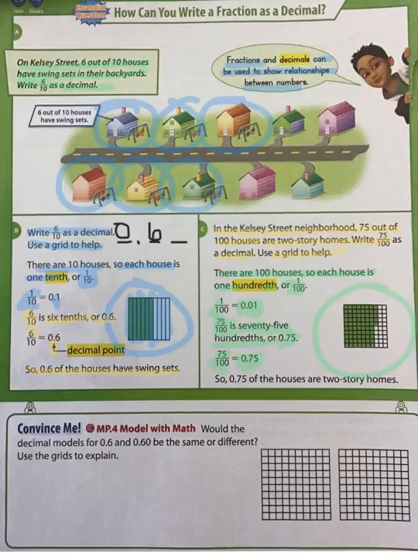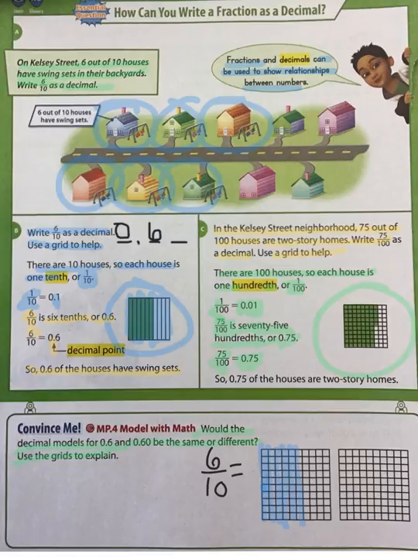Let's look at the bottom where it says convince me. Would the decimal models for 6/10 and 60 hundredths be the same or different? Use the grids to explain. So if I'm going to do 6/10, there are 10 rows going down. So we've got 1 row, 2, 3, 4, 5, 6. So 6 out of my 10 rows are blue now.